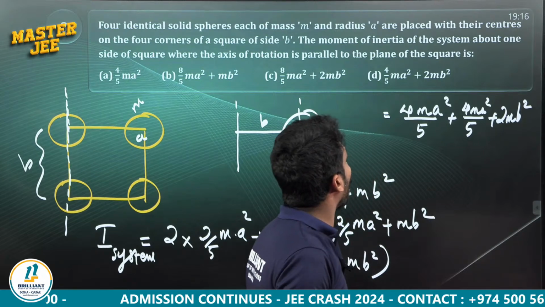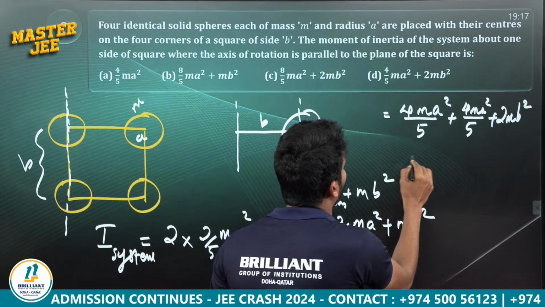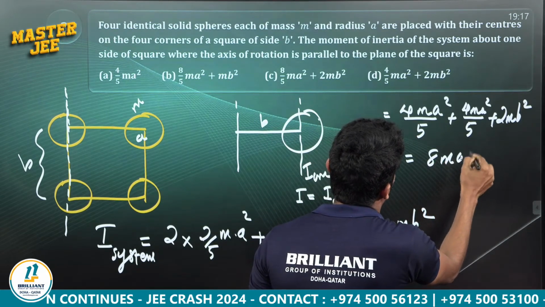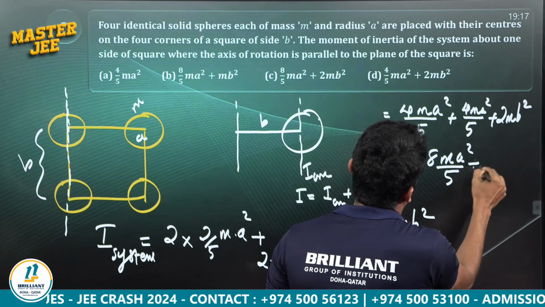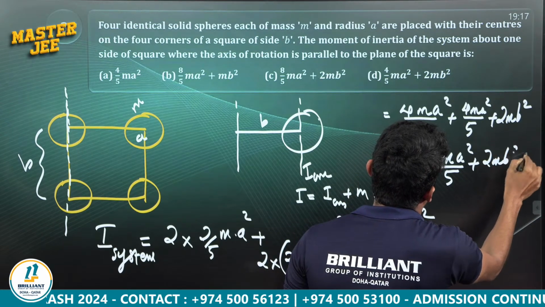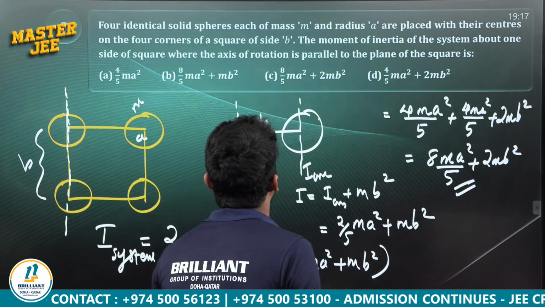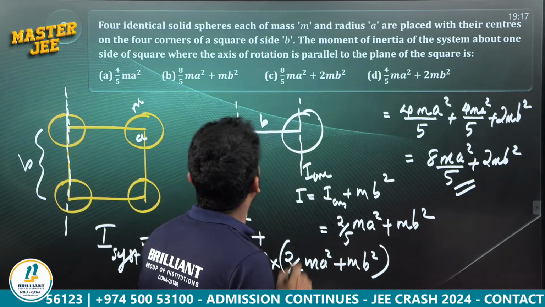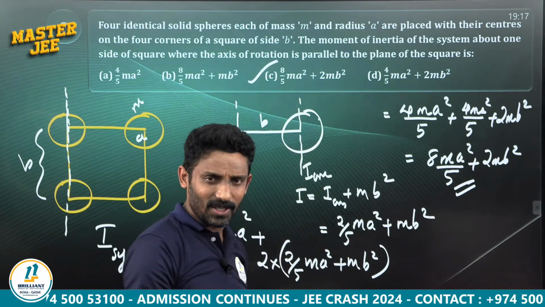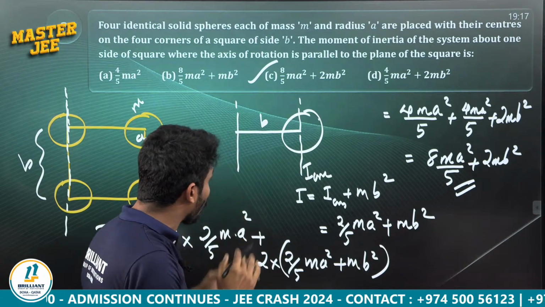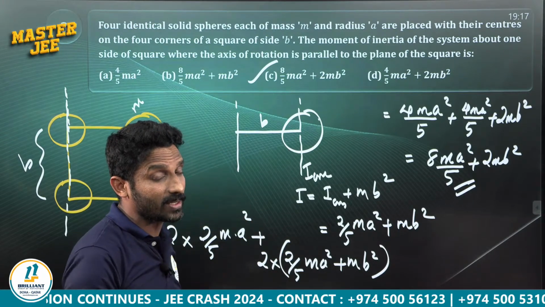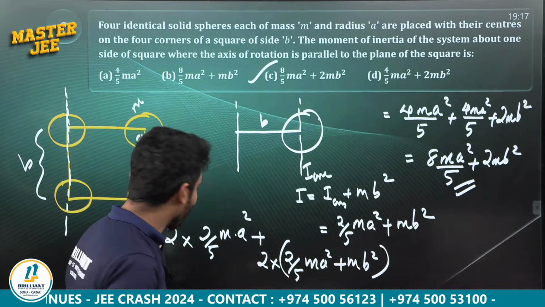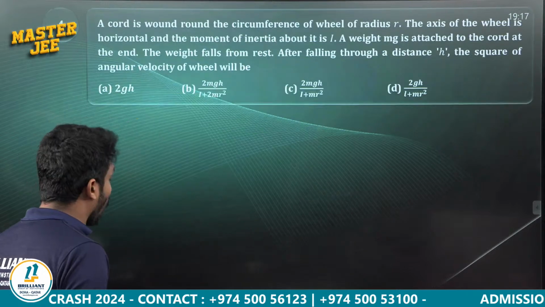Clear? Then what is it? 8 ma square by 5 plus 2 mb square is the answer. What is the option? The option is option C. Understood? So it's a very good question. The concept of parallel axis theorem is used here. Clear? Moving to the fourth one.